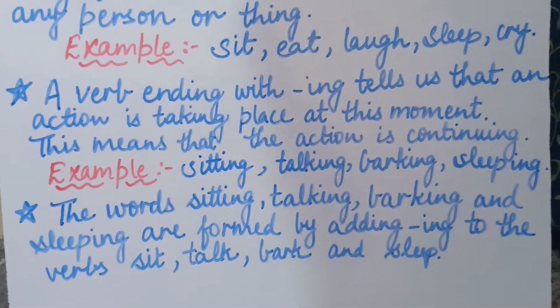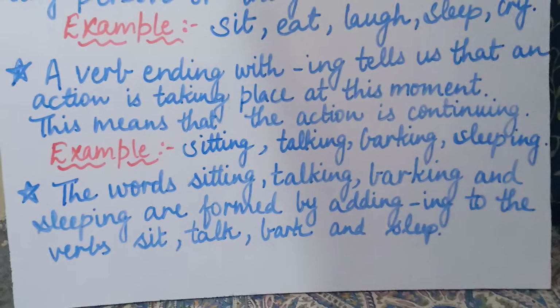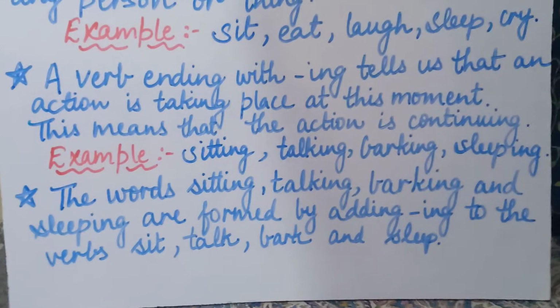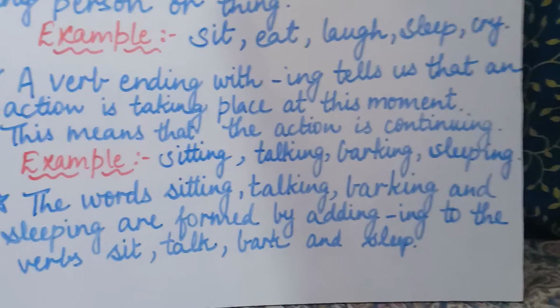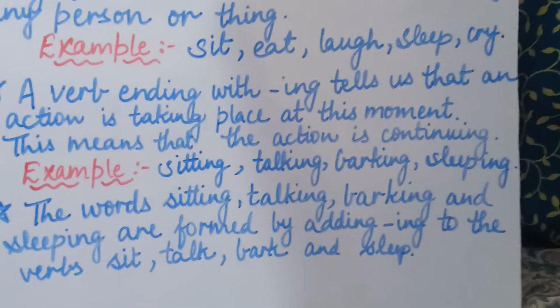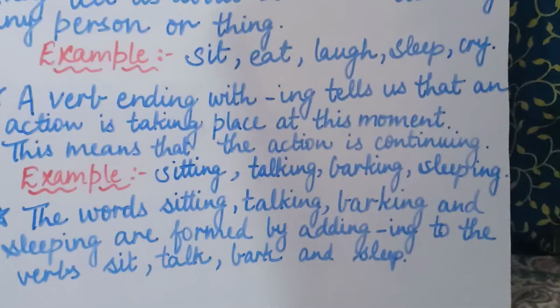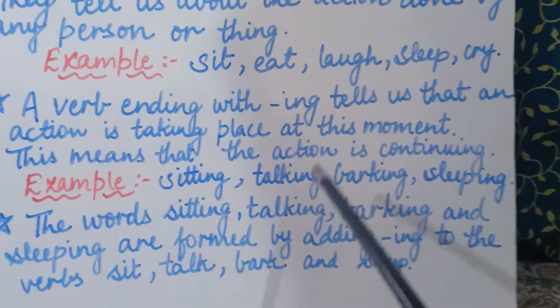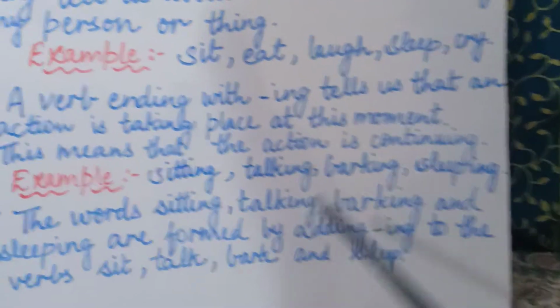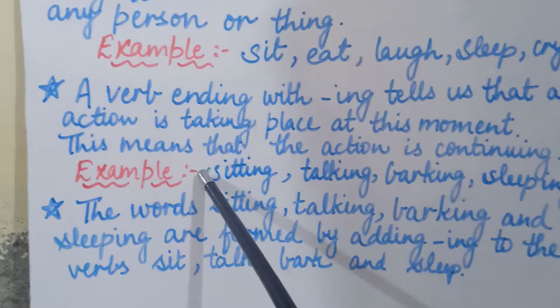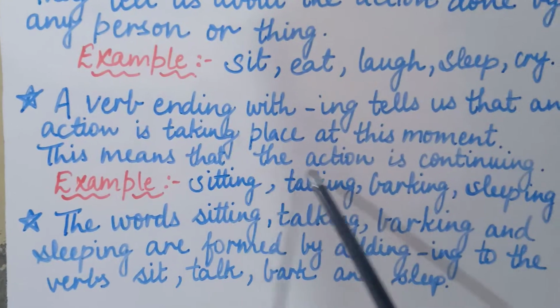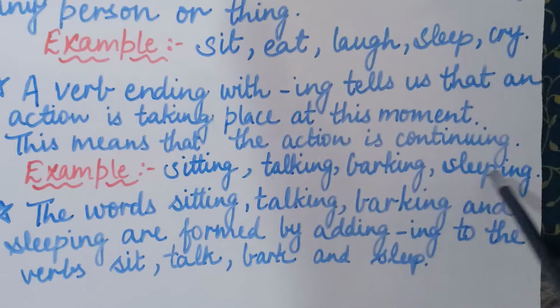I am sitting on a chair. मैं अभी भी अपनी chair पे बैठी हूँ. तो that means कि मैं chair पे बैठी हूँ, अभी मैं बैठी हूँ. At this moment I am sitting. Okay, presently I am sitting on a chair. So this will tell us that the action is continuing. अभी ये action हो रहा है. Is that clear? So examples for this will be sitting, talking, barking, sleeping.